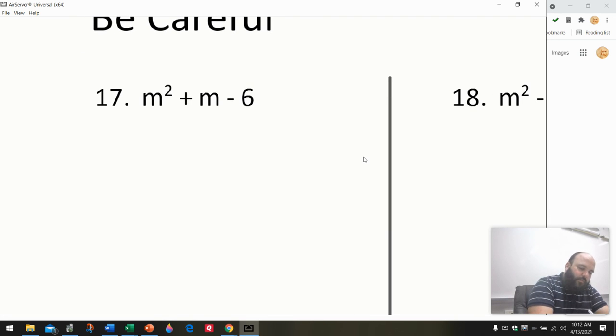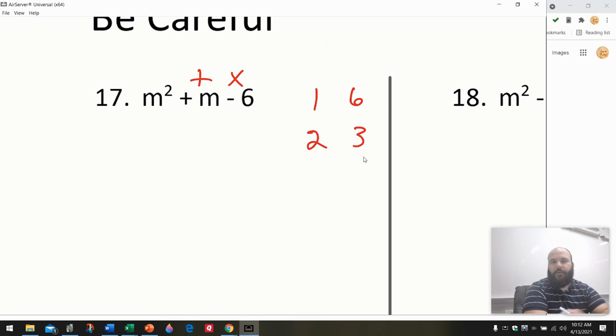We need two numbers that add to be positive 1 and multiply to be negative 6. So let's write down our factors of 6. 1 and 6, 2 and 3. Now, they need to multiply to be negative, but they have to add to be positive. The only way you can multiply to be a negative number is if one of the numbers is negative. So we need to figure out which number should be negative. So when you add them together, it gives me positive 1.